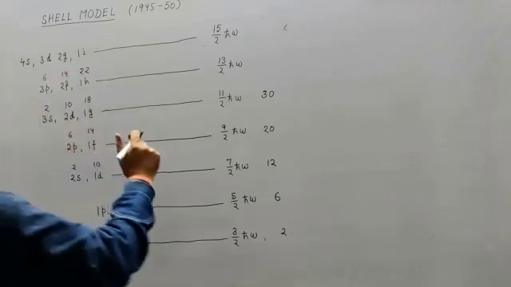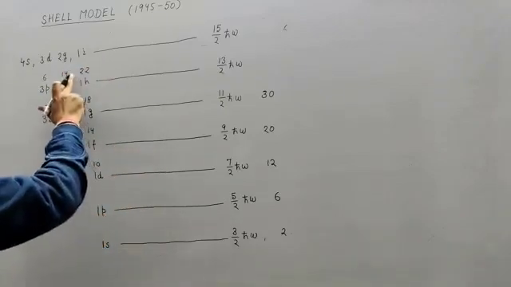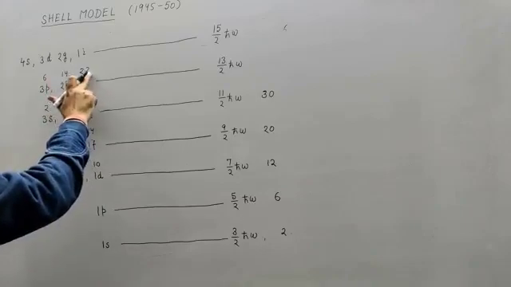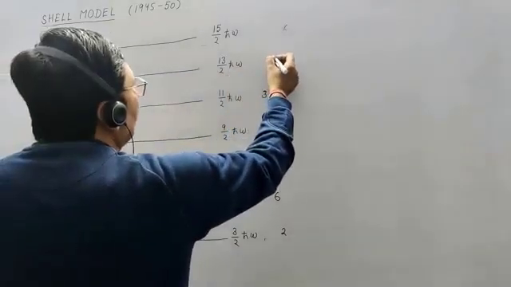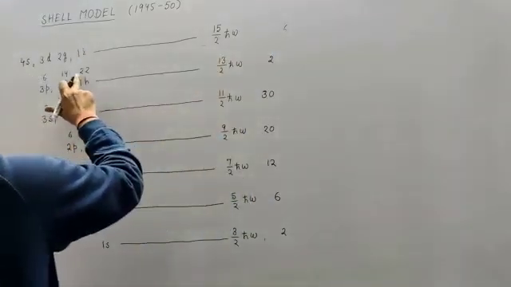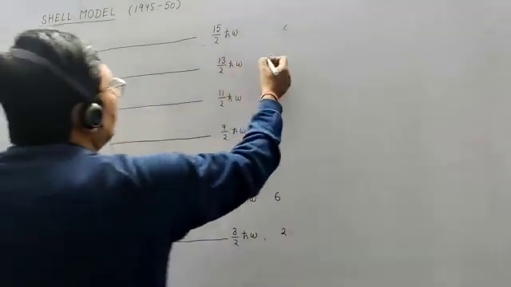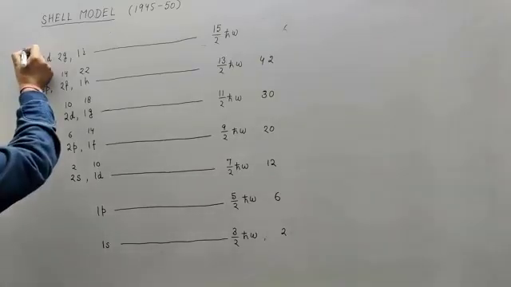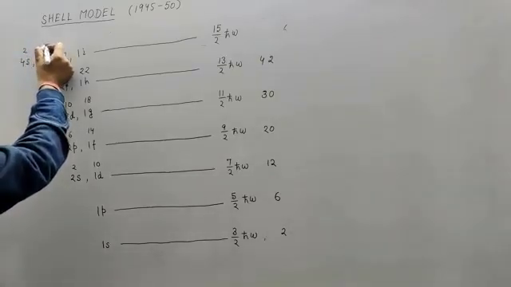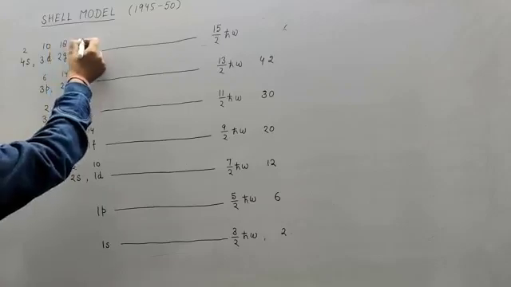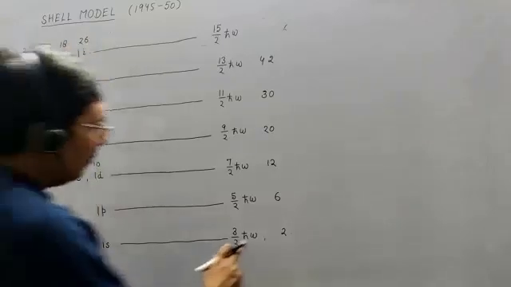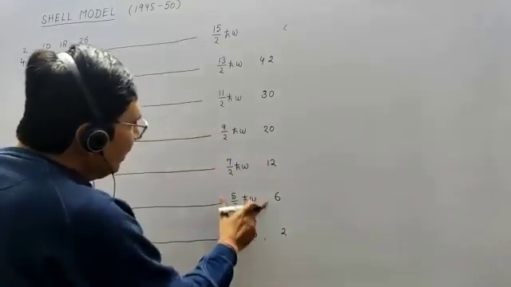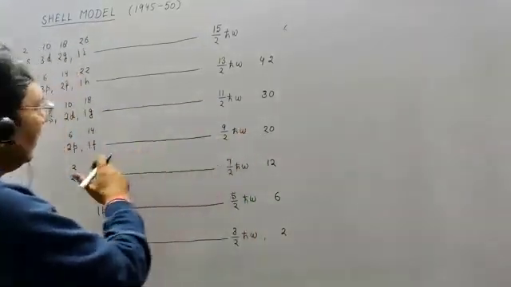So how much maximum can this be? This can be 42. Similarly, if you calculate for the upper one, this will be 2, 10, 18, 26. This will be 2, this will be 10, this will be 18, this will be 26. If you add up, these are the maximum numbers of protons or neutrons which can be present in these energy levels.